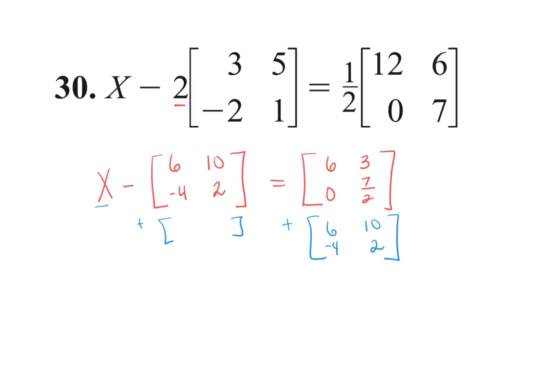Okay. It will cancel here. And then I'm just going to perform the addition. I'm going to say 6 plus 6, that's going to give me my 12. 3 plus 10, that will give me a 13. 0 plus -4. And then 7/2 plus 2, if you get a common denominator, 2 is just 4/2. So 7/2 plus 4/2 is just 11/2. Or if you did it in decimal form, 5.5.